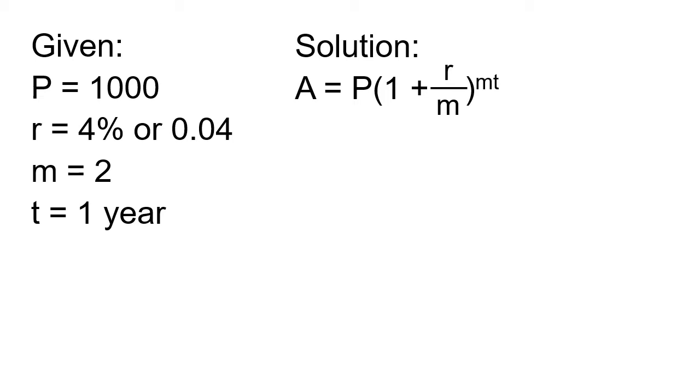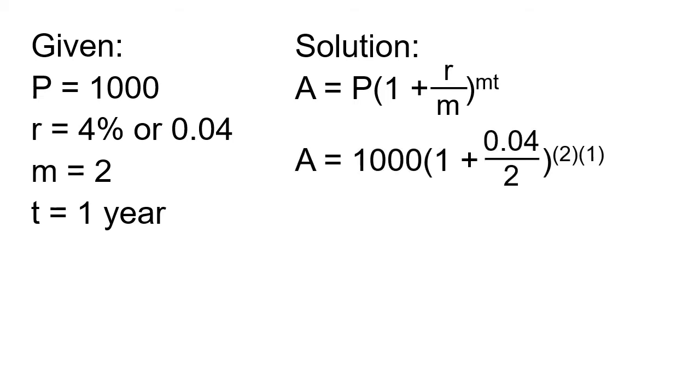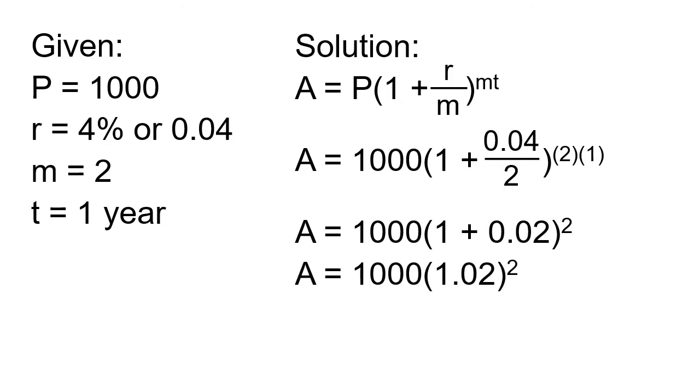So A equals P times 1 plus R over M raised to MT. Substitute the values of P, R, M, and T. So 1000 times 1 plus 0.04 over 2 raised to 2 times 1. So now we have A equals 1000 times 1 plus 0.02 raised to 2.